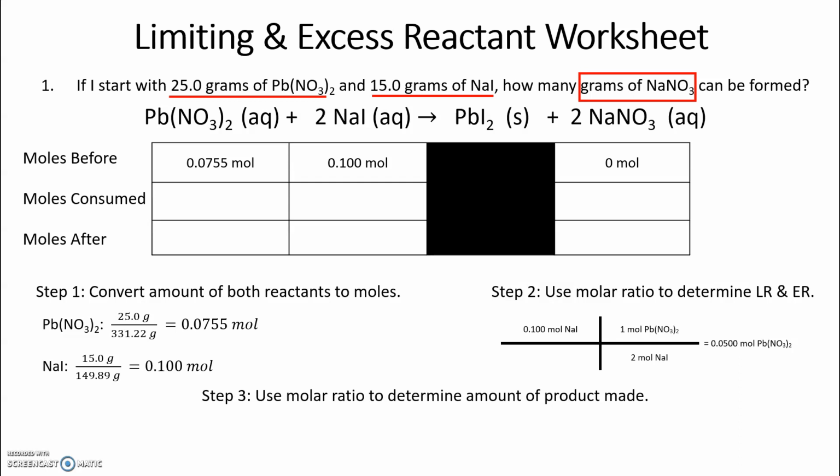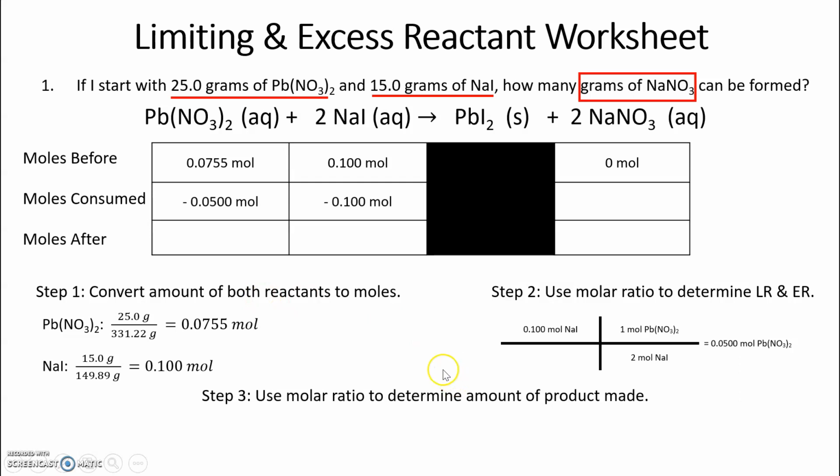So if we know that we have more than enough lead nitrate, that indicates that sodium iodide is our limiting reactant in this problem. So in order to determine grams of product produced, we need to start out with the amount of limiting reactant, which is sodium iodide in this case, and convert that to amount of sodium nitrate. So here's step 3. We're going to use our molar ratio to determine amount of product made.